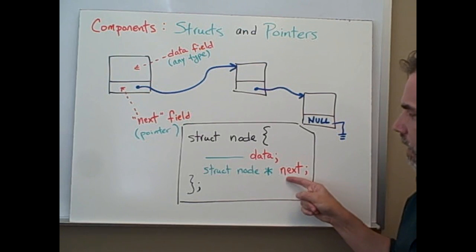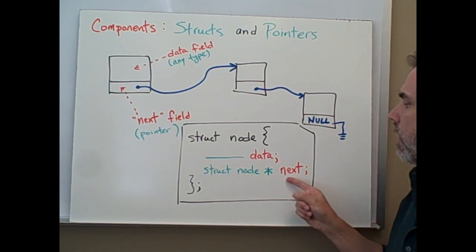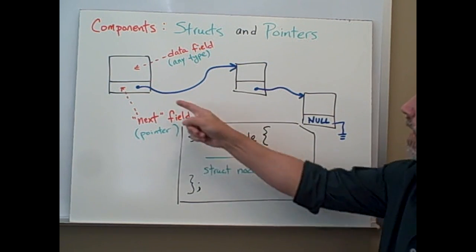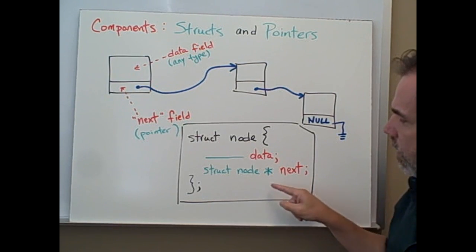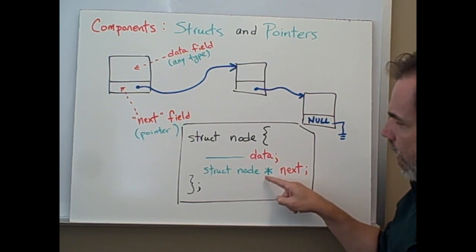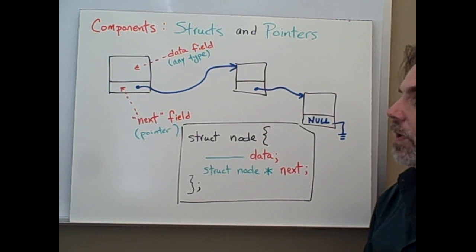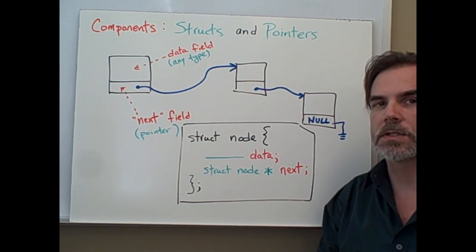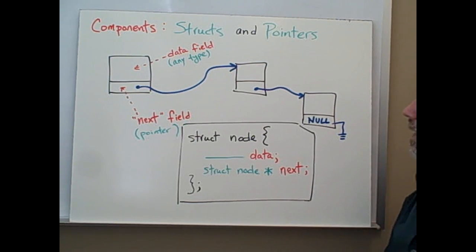And then we have a field that we usually call next. It doesn't have to be called that, but it is a pointer. It points to the next thing in the list. Each thing in the list is a struct node, so the type of next is a pointer to a struct node. So this is what our typical struct looks like that we use to build linked lists: a data field and a pointer field.